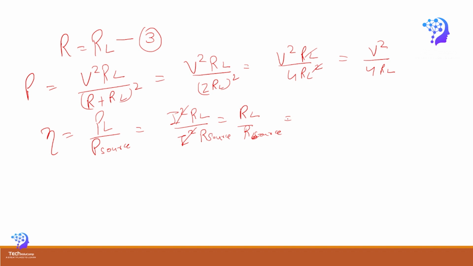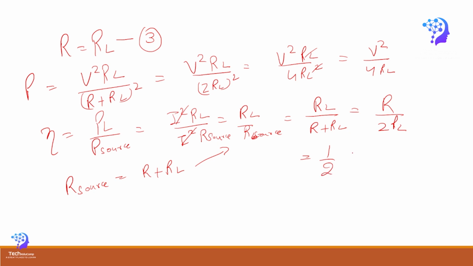So my R source will be equal to R plus RL. So I'll be putting this value in this, so it will be RL upon R plus RL, and from the third equation I can again put it upon 2RL, it will be half, or you can say it will be 50%. Okay, so I will be getting 50% efficiency, which means half the power from the first case.